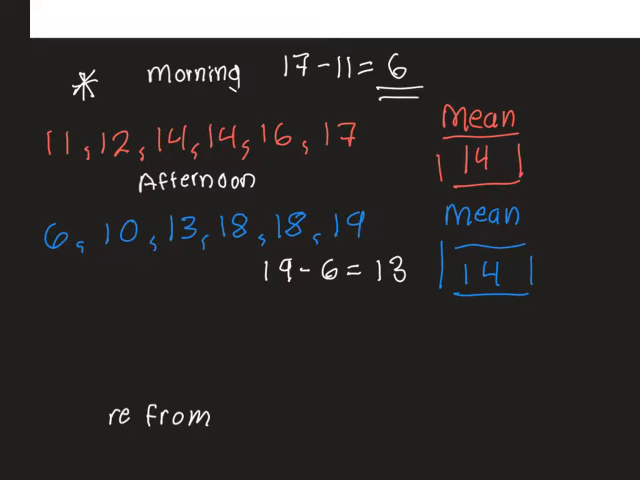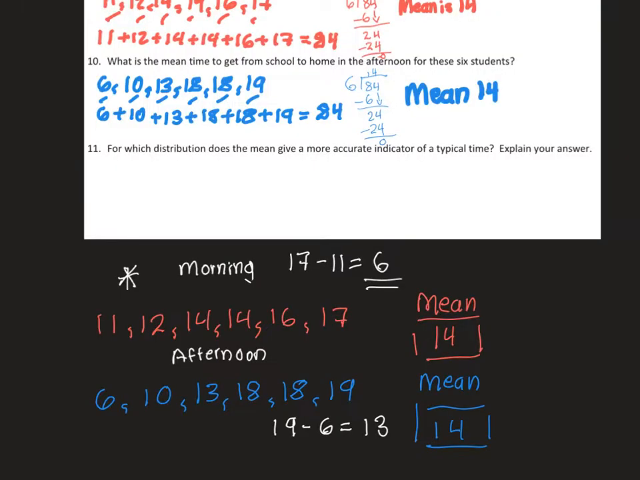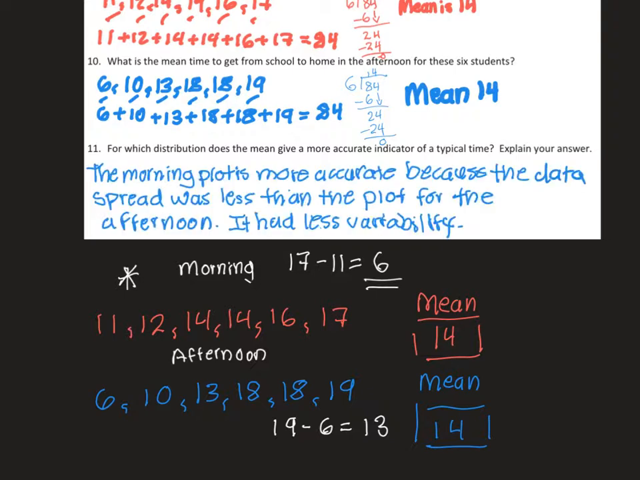Let's go back up to our problem. For which distribution does the mean give a more accurate indicator of a typical time? Explain your answer. Well, which data set had the least variability? The one for the morning, right? And its range was the lowest, a range of 6, while the one for the afternoon had a range of 18. So, what's our answer?